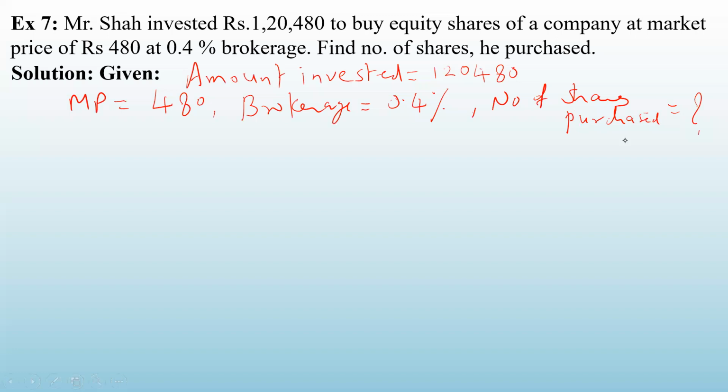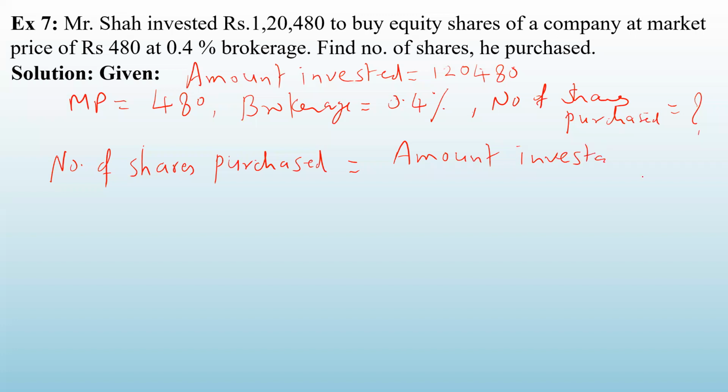Now, how do you find out number of shares purchased? It is equal to amount invested divided by purchase price of one share. So number of shares purchased, when you are purchasing, you are investing them. So here it will come amount invested divided by purchase price of one share. Okay.